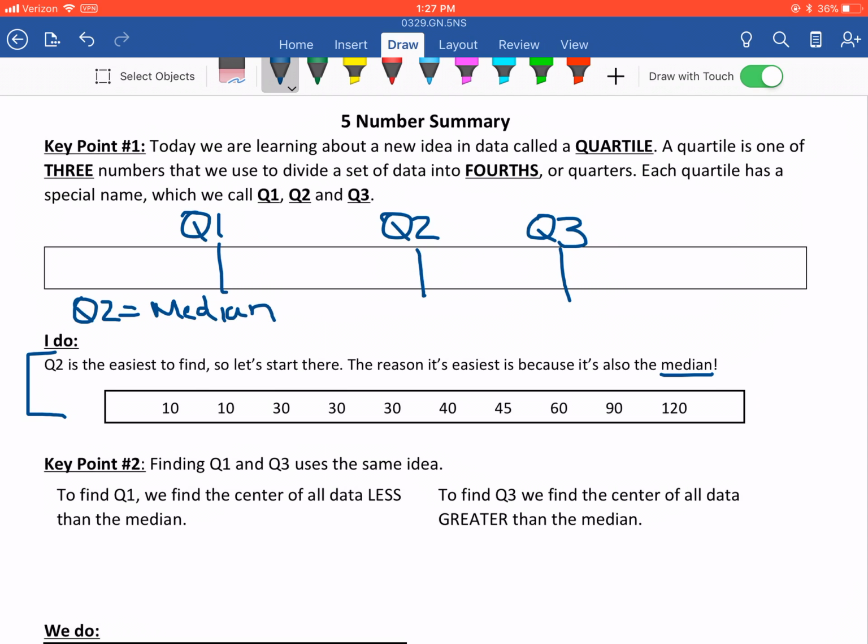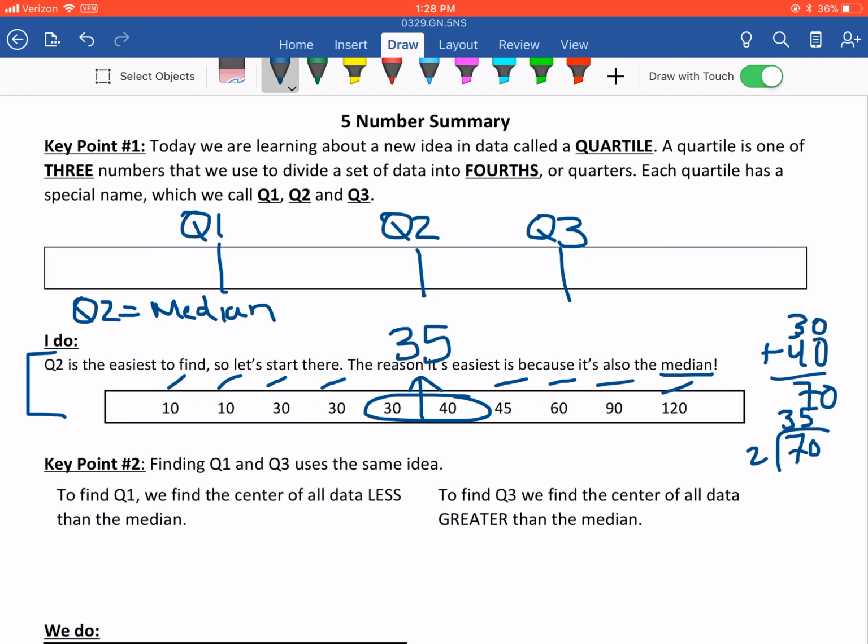And we have a little practice problem here. We're going to start by crossing off 10, 120, 10, 90, 30, 60, 30, 45. And we notice now that there are 2 numbers in the middle. Hopefully by now this is something that we're not forgetting. We can remember how to do this. 30 plus 40 makes 70. And now 70 divided by 2 makes 35. So the median in this problem is 35. So Q2 equals 35, because it's also the median. Q2, same thing as the median.